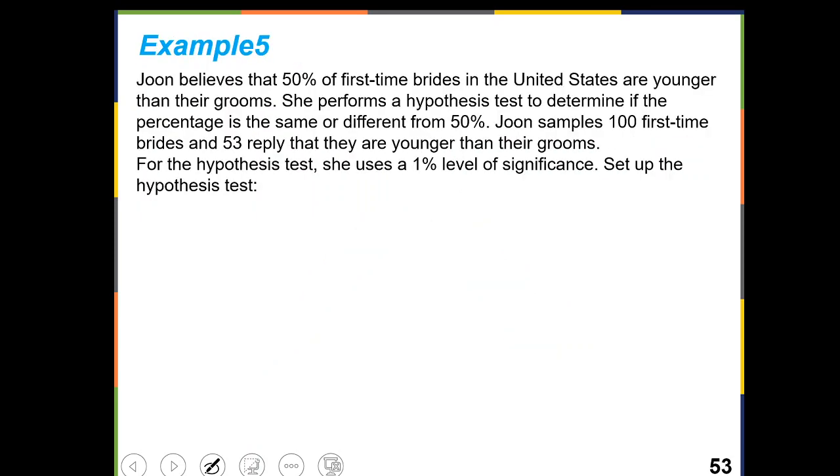Okay, so let's do an example. June believes that 50% of first-time brides in the United States are younger than their grooms. She performs a hypothesis test to determine if the percentage is the same or different from 50%. June samples 100 first-time brides and 53 reply that they are younger than their grooms. For the hypothesis test, she uses 1% level of significance. Set up the hypothesis test.